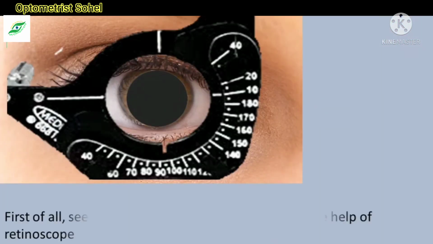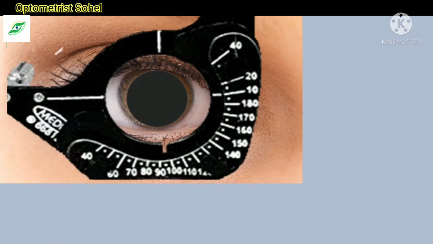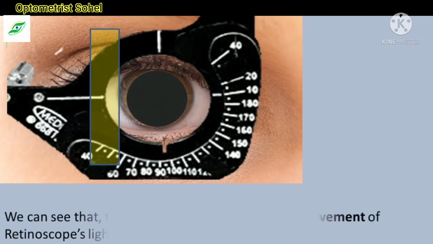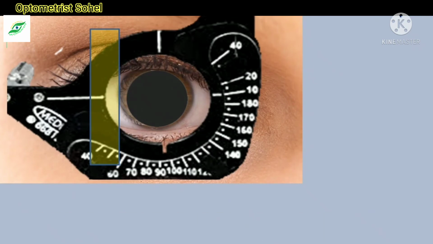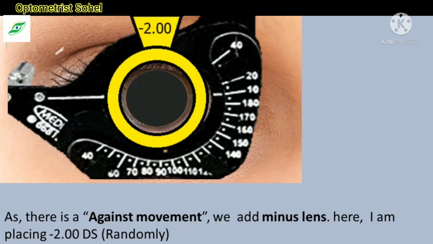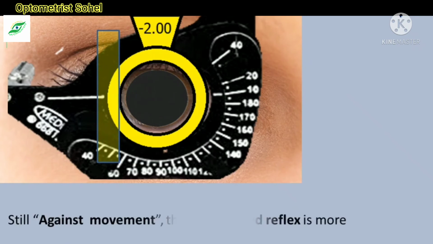Example 2. First of all, see the movement of the red reflex with the help of the retinoscope. We can see that the red reflex moves against the movement of the retinoscope's light. As there is against movement, we add a minus lens. Here I am placing a -2 diopter sphere randomly. Now again move the retinoscope to see the red reflex. Still against movement, the width of the red reflex is more.